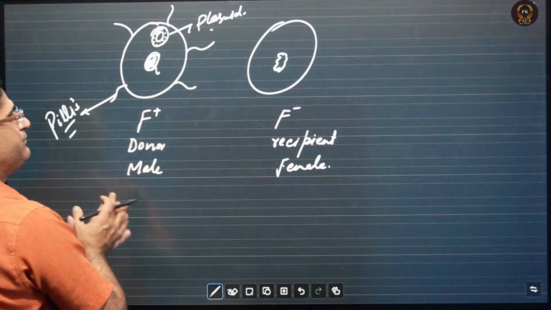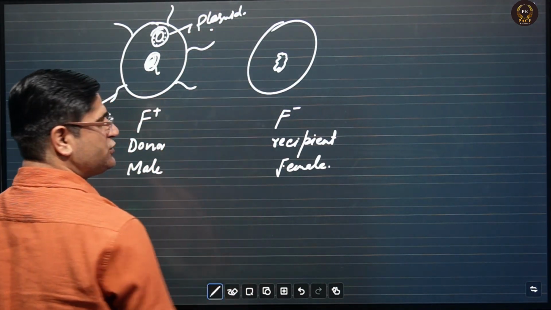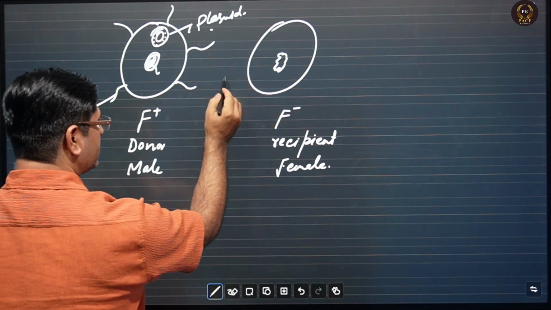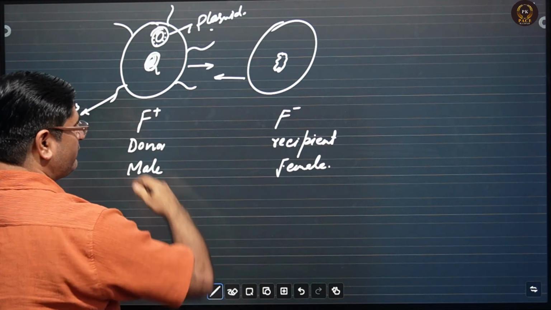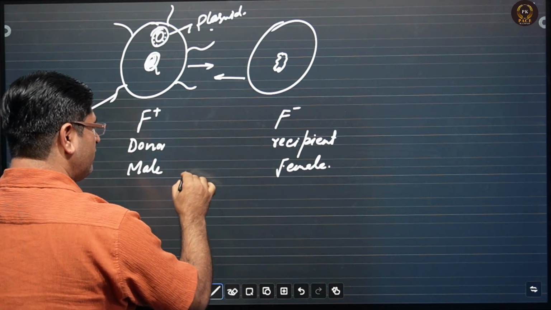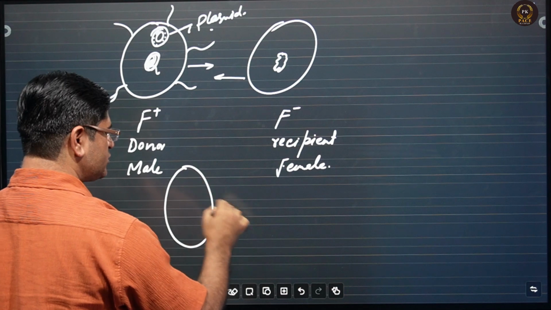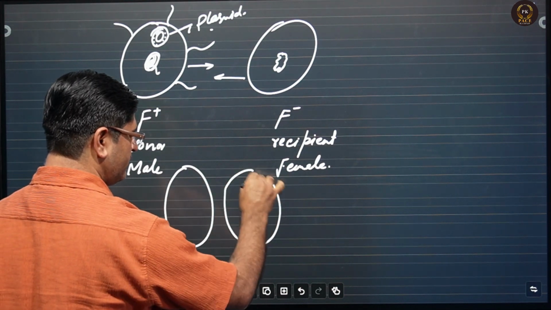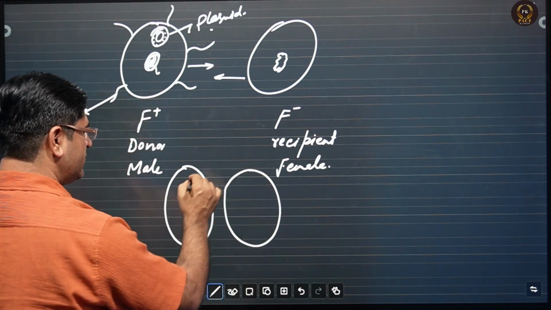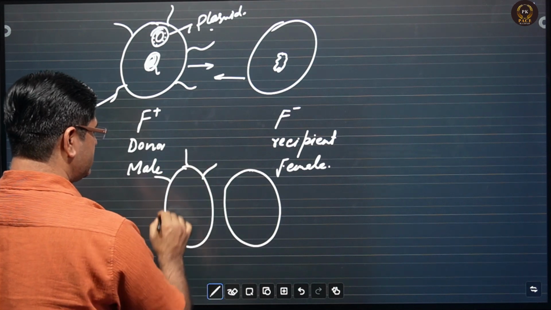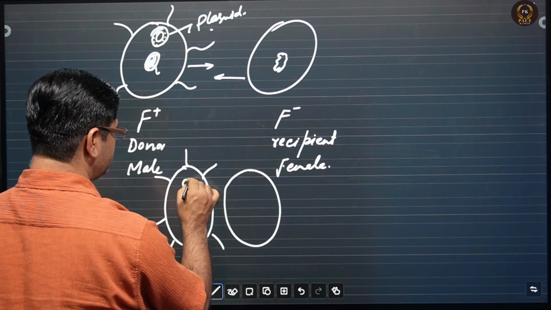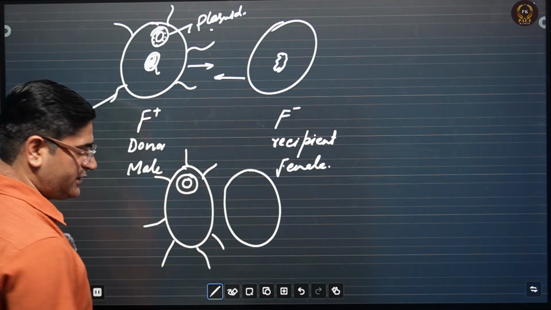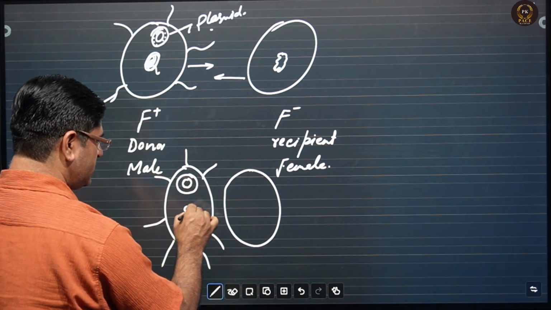If at any time the positive and negative bacteria come in contact with each other, when they come close to each other, this bacterium has the presence of pili and the presence of plasmid DNA. This is the genomic DNA.